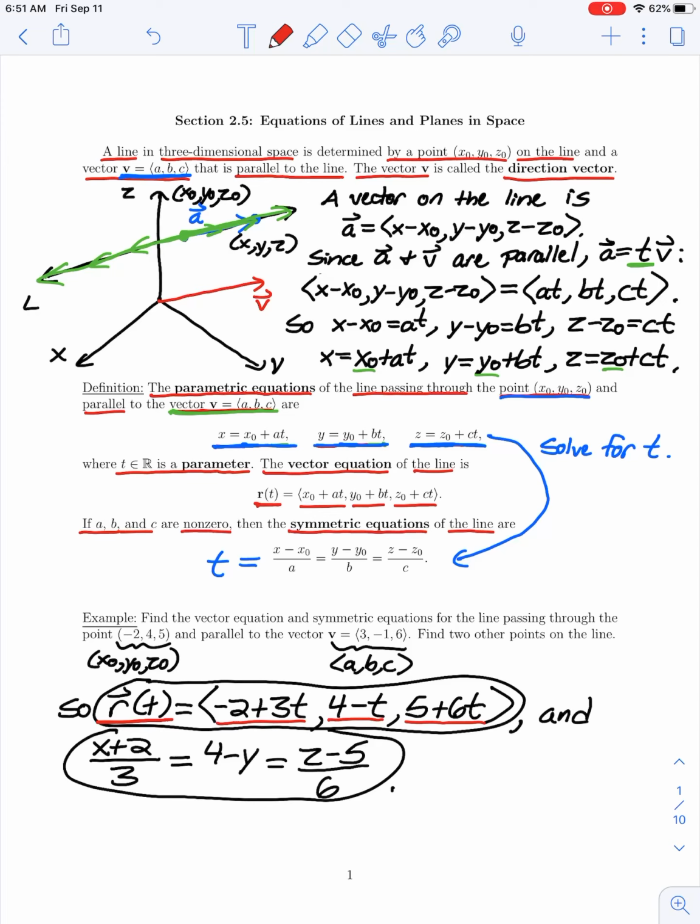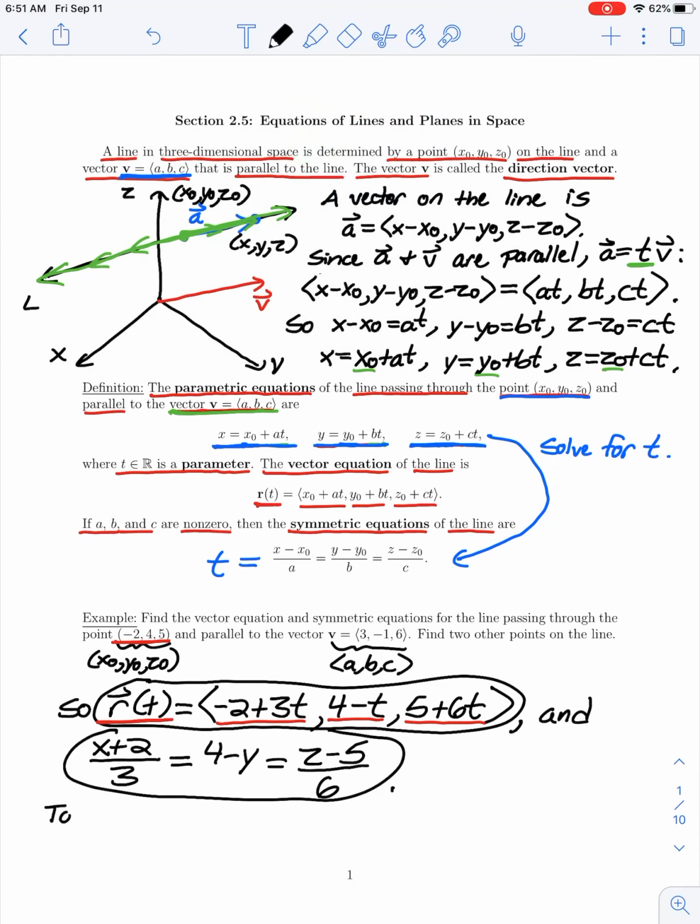In order to find points on our line, we might try choosing easy values of t to substitute into our vector equation. So for instance, if t was 0, we would have the point -2, 4, 5, which was the point that we were given on our line. So to find other points on the line, let's try choosing other easy values of t.